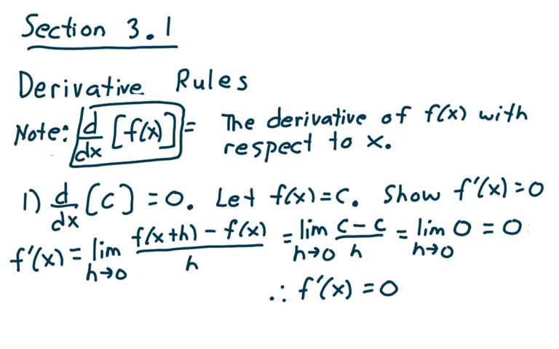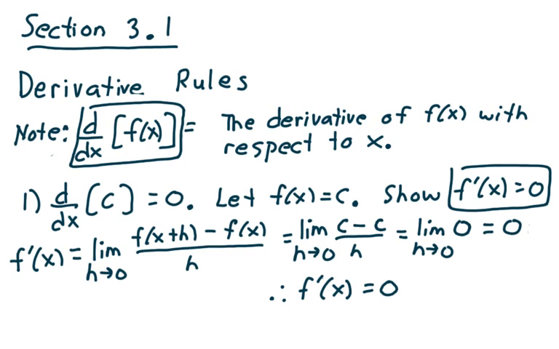Now let f of x equal c. We want to show that the derivative of f of x with respect to x is equal to 0. So in other words, we want to show that f prime of x is equal to 0. Now, f prime of x is the limit as h goes to 0 of f of x plus h minus f of x divided by h. Now, f of x plus h is equal to c, and f of x is equal to c. So we could write this as the limit as h goes to 0 of c minus c divided by h.